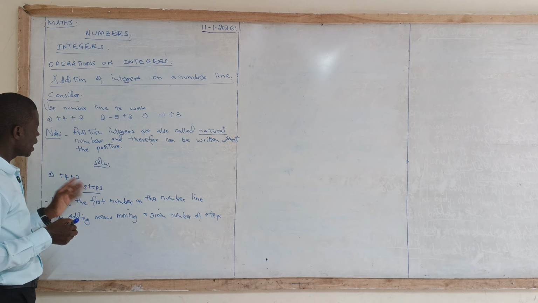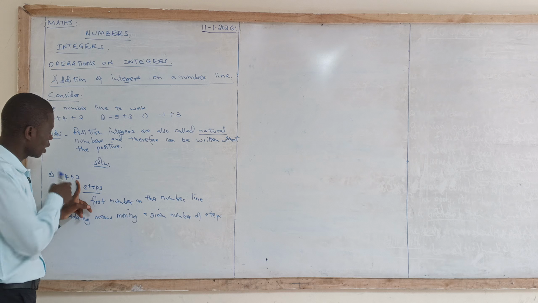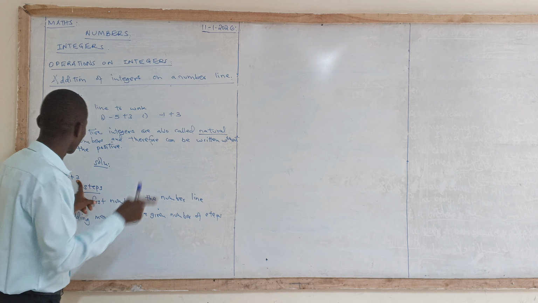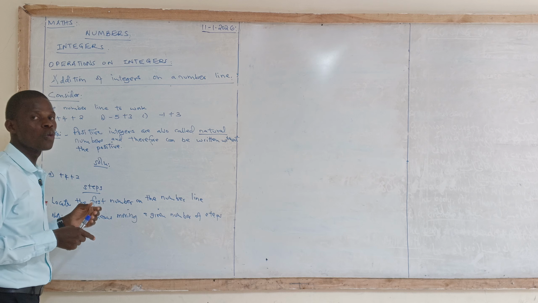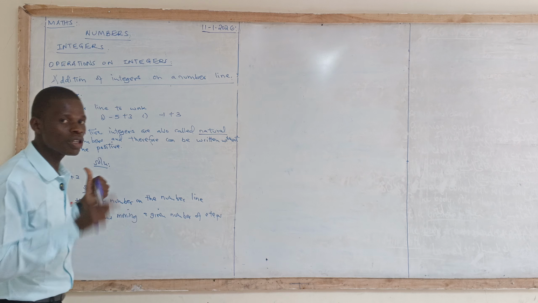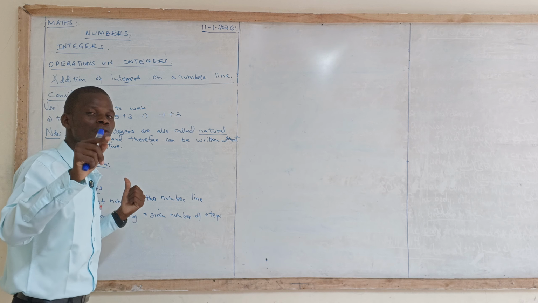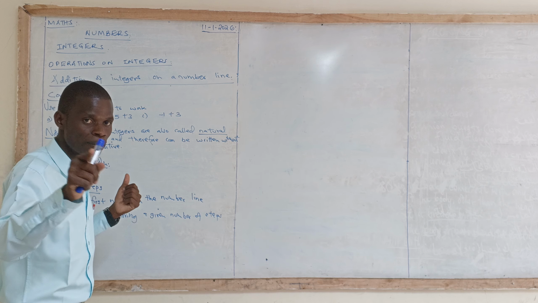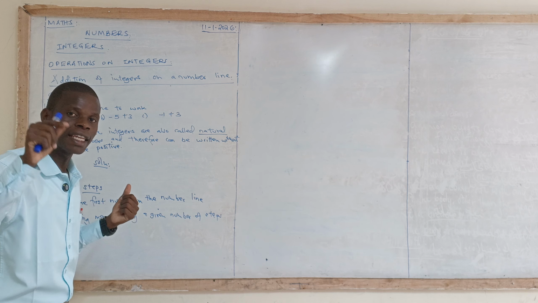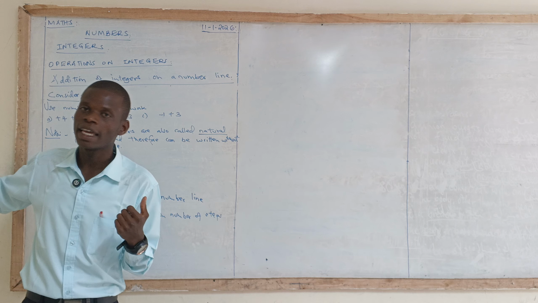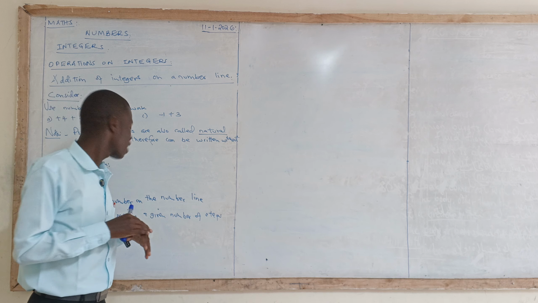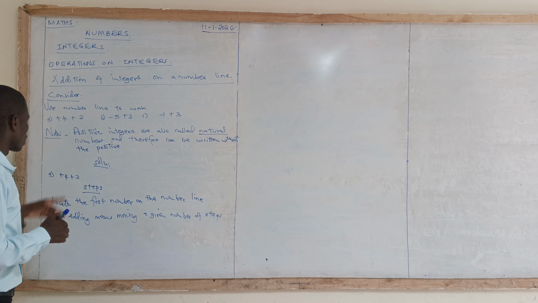So if we are adding a positive number, like in this case, we move 2 steps to the right. If we are adding a negative number, we move 2 steps to the left. Are you getting what I have said? If you are adding a positive number, you move to the right. If you are adding a negative number, you move to the left. That is whatever I'm saying.